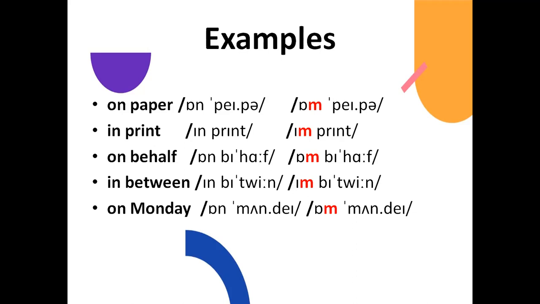Now there's a third sound after the n sound of on, that is the m sound. So on Monday will be changed into om Monday. And remember, there are two m sounds, right? So you will have om Monday. Then in March will be changed into im March.